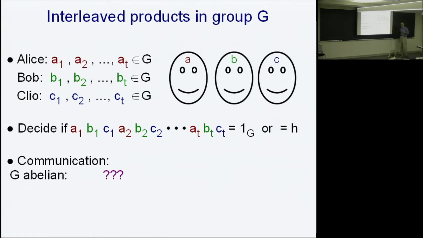Then they look at what you can call the threefold interleaved product. This is A1, B1, C1, A2, B2, C2, through AT, BT, CT. And again, we just want to distinguish if it's equal to 1 or h for some fixed 1 and h. Then you look at the communication complexity in this model, which is known to be very challenging. If the group is abelian, then what's the communication?